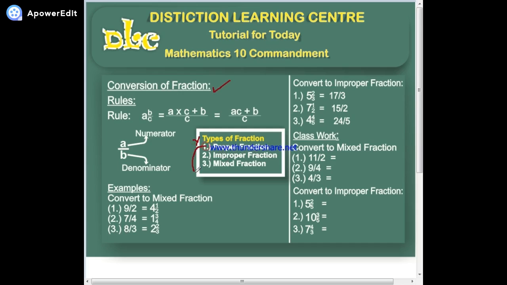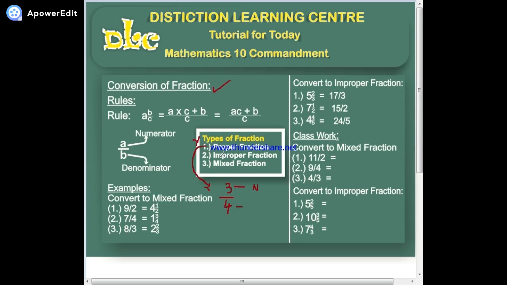Now, what is proper fraction? Proper fractions are fractions expressed in such a way that the numerator is less than the denominator. This type of fraction is what we call proper fraction.